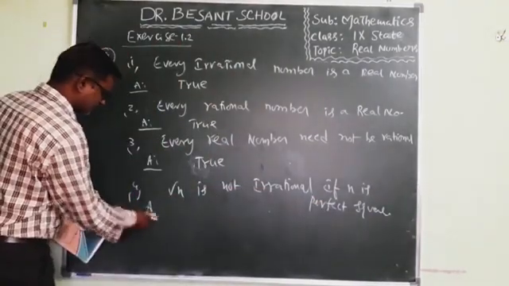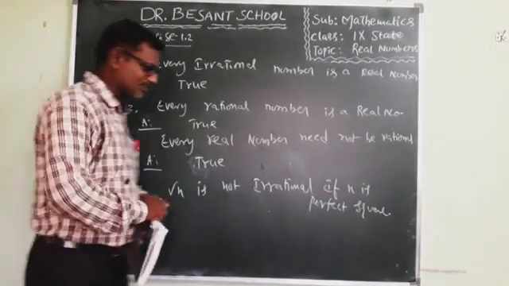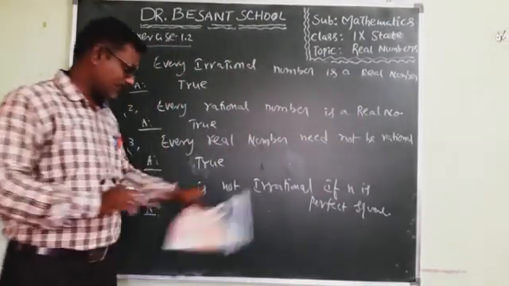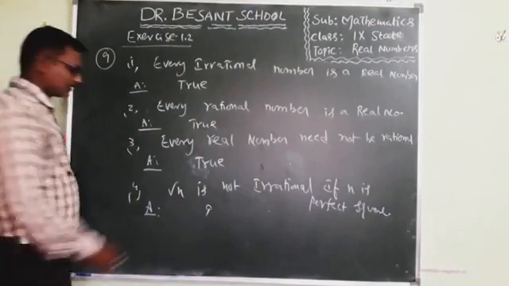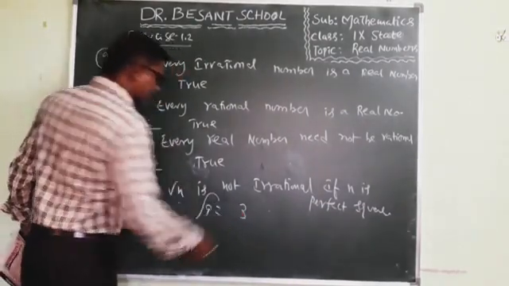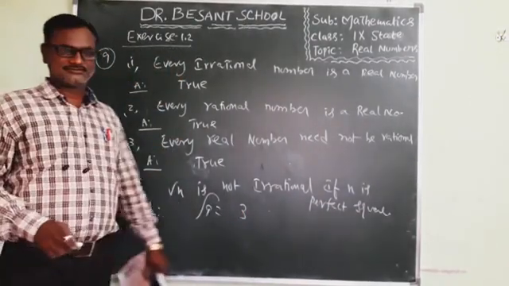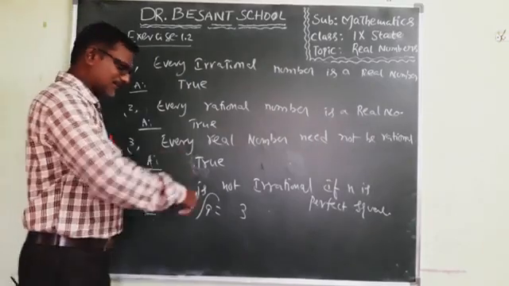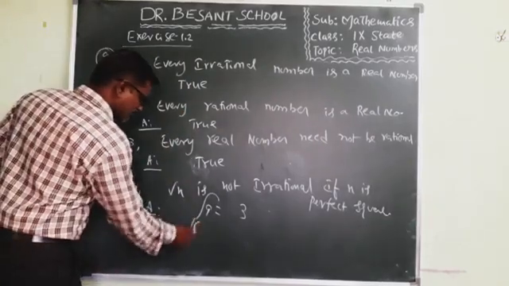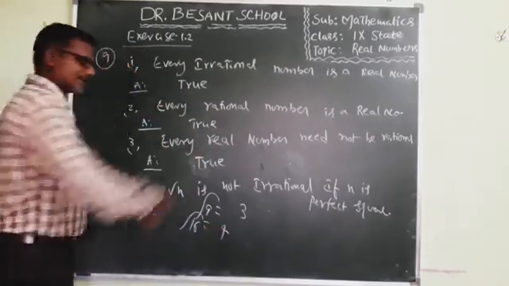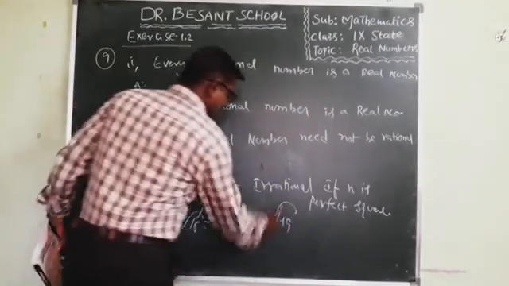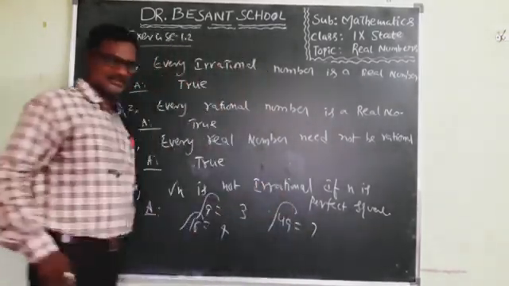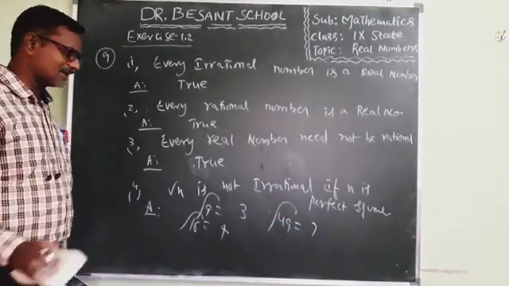Once you verify whether it is true or false before deciding, observe with an example. If n is a perfect square, for example n is equal to 9, root 9 is equal to what? 3. 3 is not irrational. If n is 16, root 16 is equal to 4. 4 is not irrational. If n is 49, a perfect square, root 49 is equal to 7. 7 is not irrational. So if n is a perfect square, root n is not an irrational number.